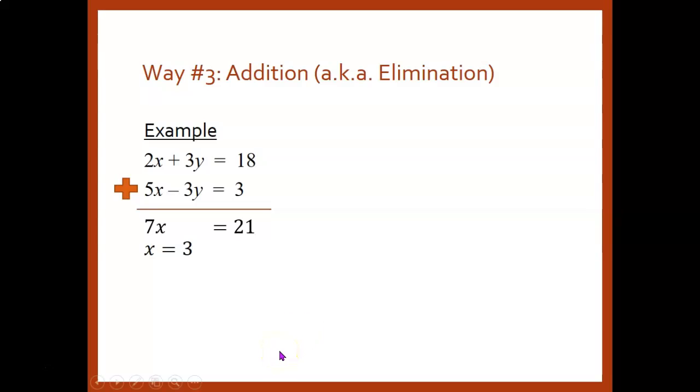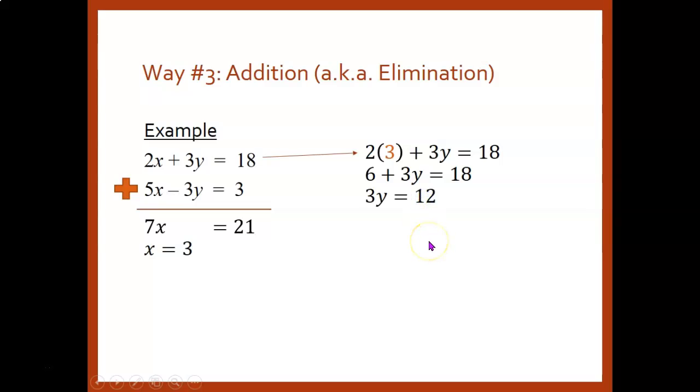So that's half of the answer. We have our number for x. What about y? Well, take 3 and stick it in place of x in either one of the equations we started with. If I use the first one, we have 2 times 3 plus 3y equals 18. So that means 6 plus 3y equals 18. Then subtract 6 on both sides, 3y equals 12. Divide both sides by 3, y equals 4. And now we have our solution. x is 3 and y is 4.